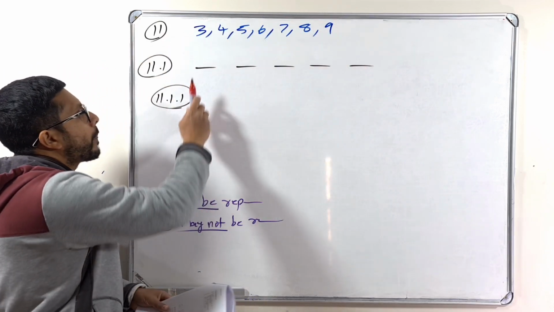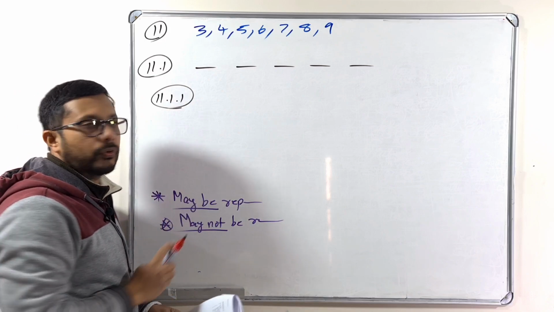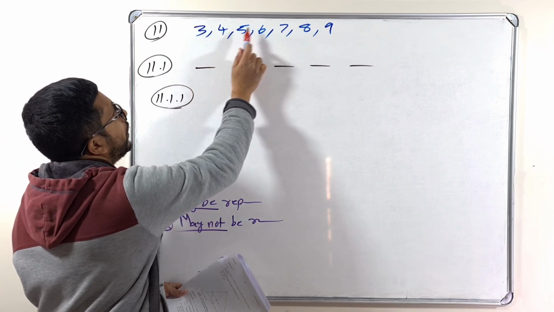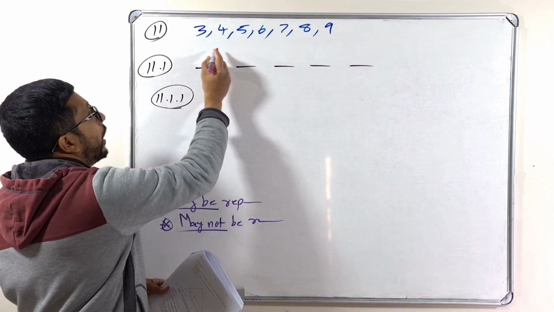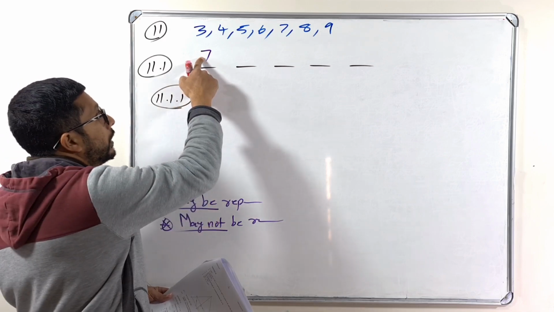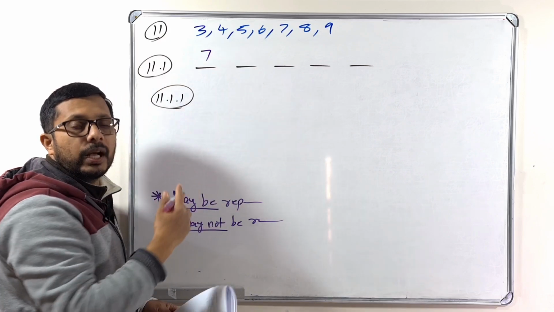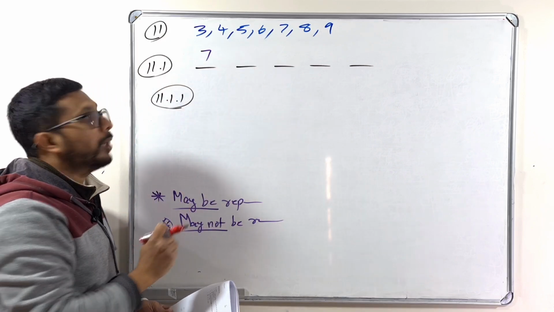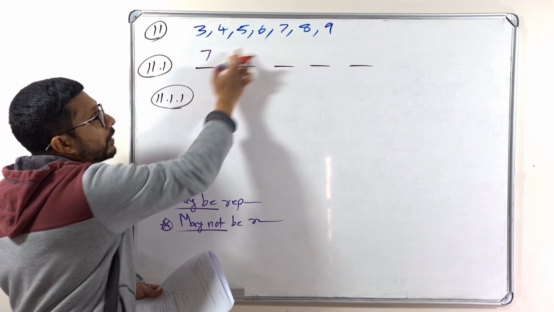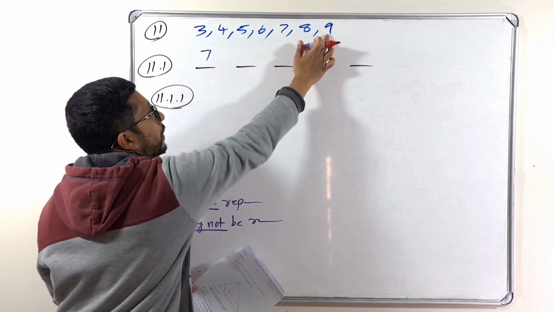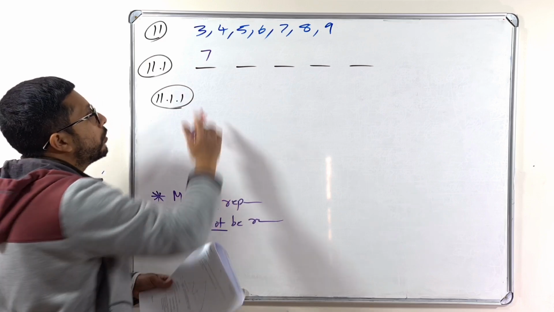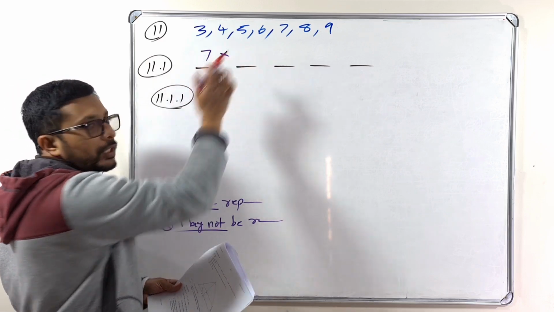Now how many options do I have for the first position to be filled? 1, 2, 3, 4, 5, 6, 7. That means I have 7 different options. Don't be confused, this 7 is not this 7. I have 7 different options. Maybe I can write 3 here, maybe 4, maybe 5, 6, 7, 8 or 9. Like that, how many options? 7 options.